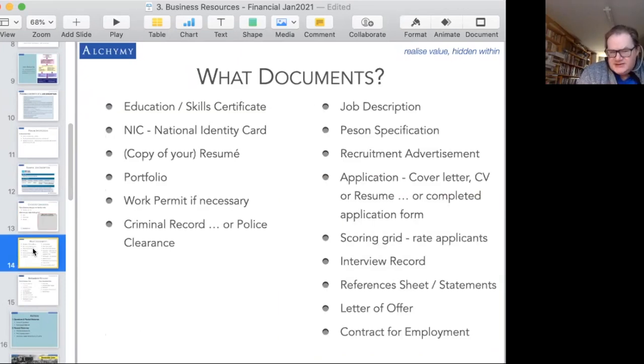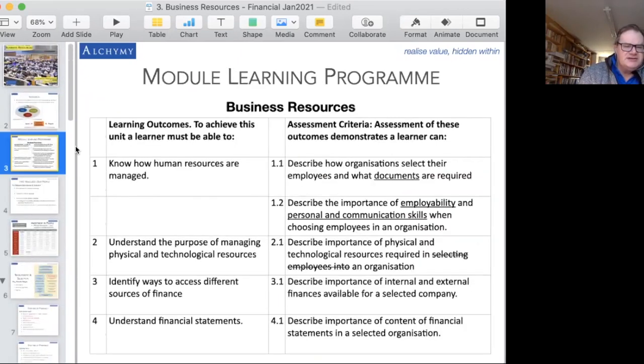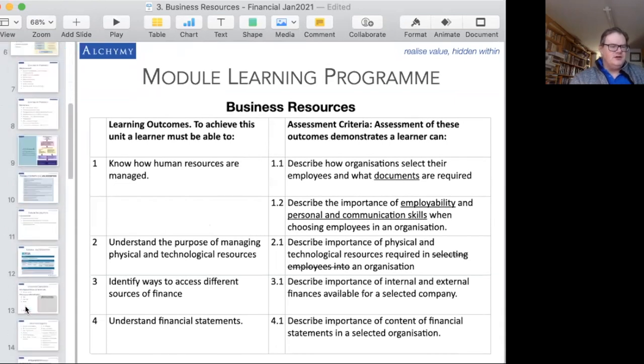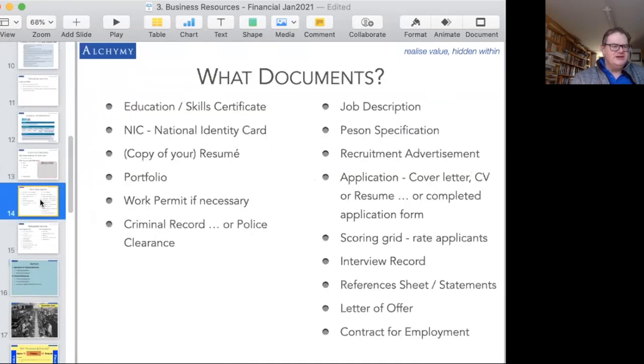The thing about this, and what the learning objectives ask for, is how organizations select their employees and what documents are required. So we're going to talk about the documents. We talked about the process. We've talked about employability to a certain extent. Personal communication skills are so important in every role, which is that idea of the person specification. It's not just the skills, it's the type of person that we're looking for. So if we were to talk about that, well, what sort of documents might help us with this process?